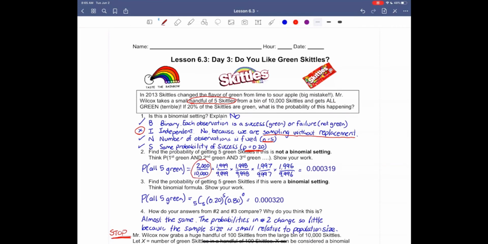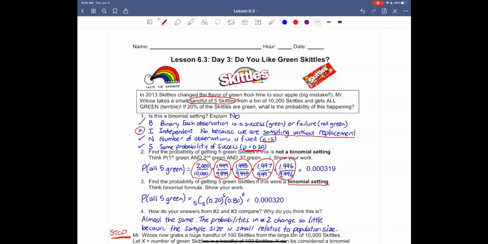And so the first event would be that the first Skittle is green, and there's 2,000 out of the 10,000. But remember, we're sampling without replacement, so that first green Skittle has now been removed from the bin, which means the probability that the second Skittle is green is now 1 less on the top and 1 less on the bottom, 1999 over 9999. And then we're going to have to continue to take out single green Skittles as we move through. Third green Skittle, fourth, and fifth. We multiply all those probabilities, and we get 0.000319.